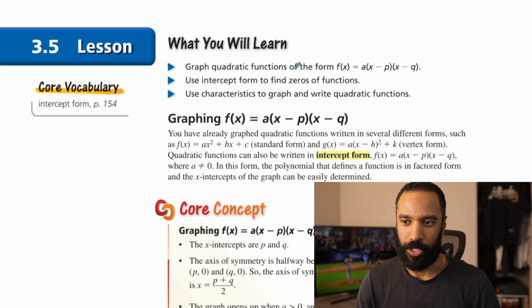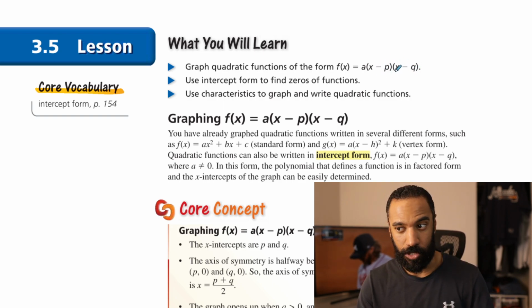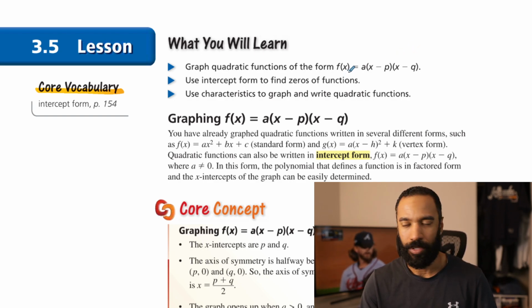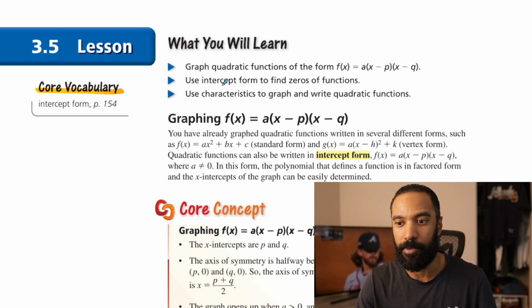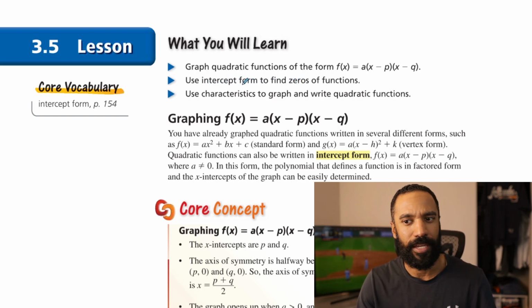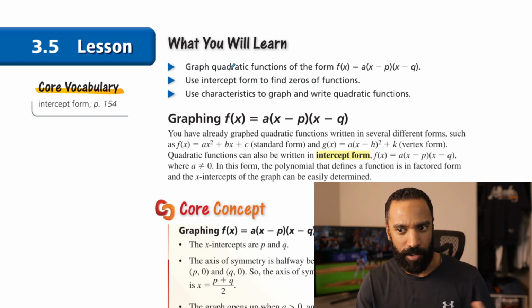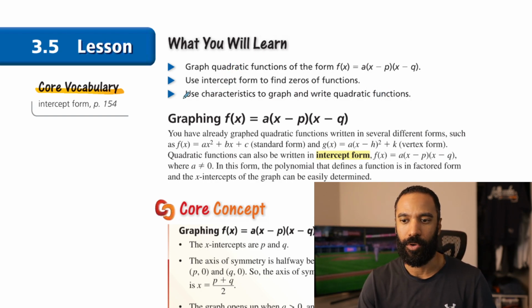We're going to learn to graph quadratic functions of the form f of x equals a times x minus p times x minus q. We've seen something of this variety. This looks like a factorization of something. I don't know if they have us factor or not. I assume they do. And then we'll see what to do with that. We're going to use intercept form. Oh, they do call it intercept form. Never mind. If I call it factored form. Use intercept form to find zeros of functions, and that's kind of part of the graphing portion of it. Use characteristics to graph and write quadratic functions.